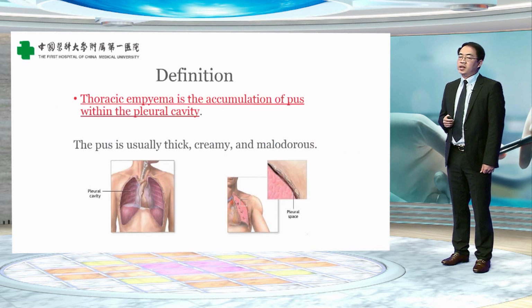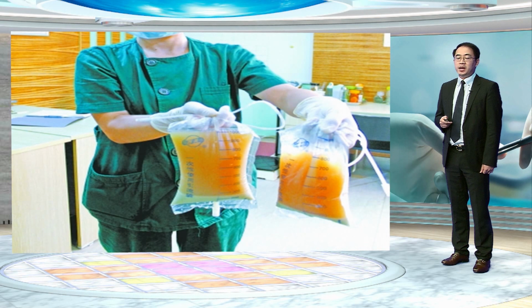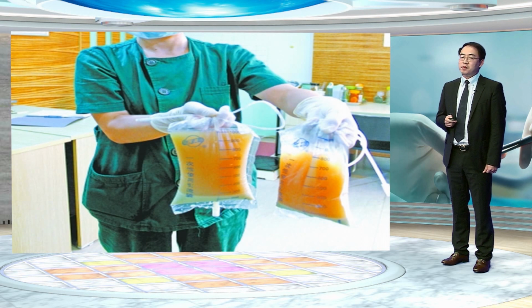So what is thoracic empyema? The definition is the accumulation of pus within the pleural cavity. The pus is usually thick, creamy, and malodorous. Here is the picture of pus. You can see it is thick, creamy, and malodorous.